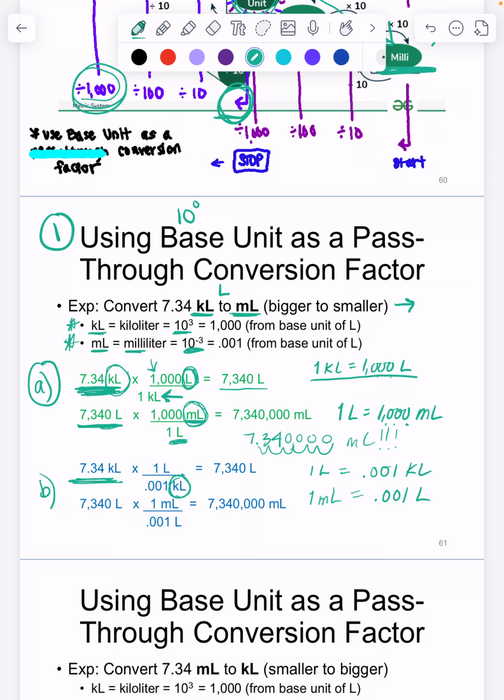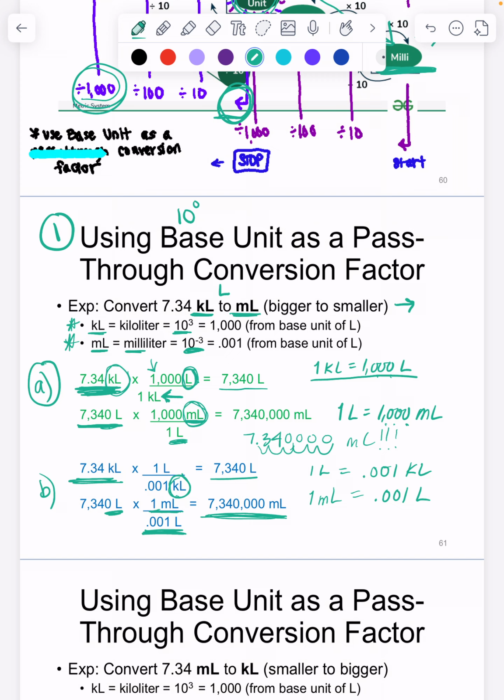Multiply that out. Again, I'm getting 7,340. Bring that down, right? Because this is our base unit. And we're going to multiply it again, see if we can get our milliliters. So I have 0.001 liters for every 1 milliliter, right? So I'm dividing by 0.001 versus multiplying by 1,000. And at the end of the day, I'm getting the same number, 7.34 million milliliters.